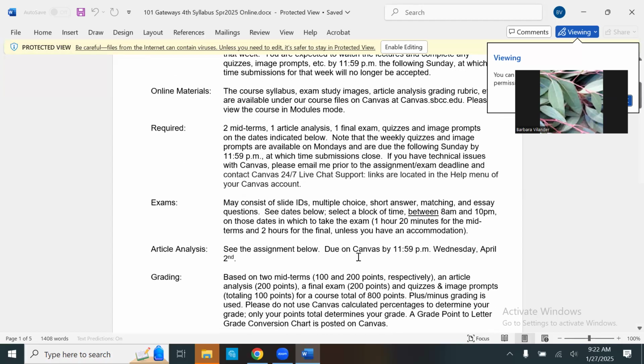The exams may consist of slide IDs, multiple choice, short answer, matching, and essay questions. To be honest, I haven't asked any essay questions in a while. The dates below are when the tests are.